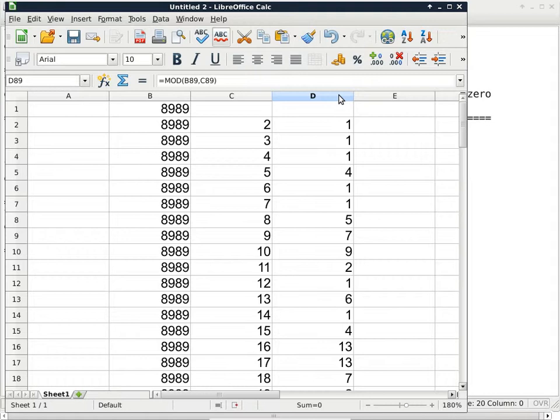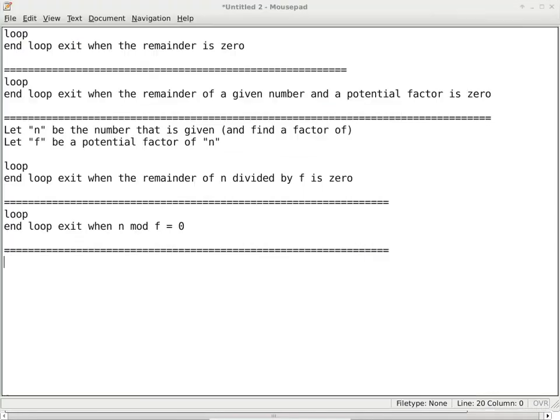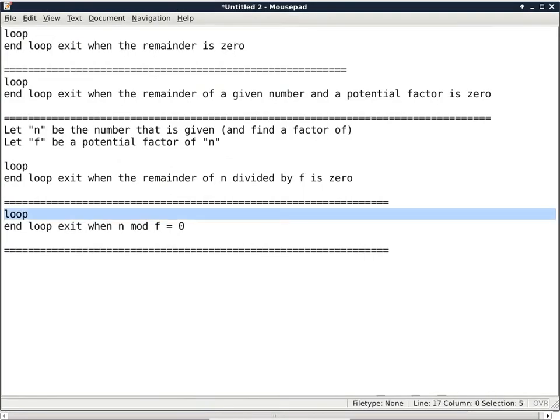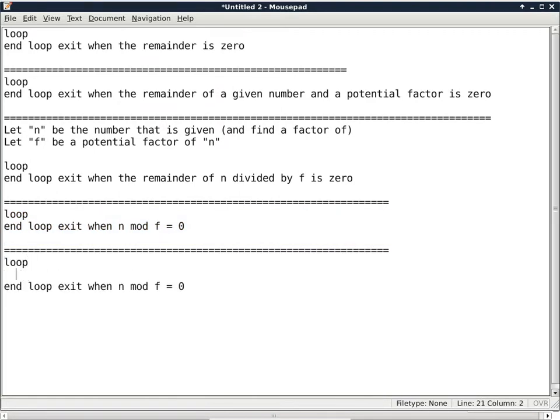Column C is representing the potential factor. We tried 2, we tried 3, we tried 4, and so on, but until we tried 89, everything else failed. Okay, very good. So now we go back to our notes here. We're almost done, really. So we say, in each iteration, we are just going to bump up the value of f. Just take it to the next one.